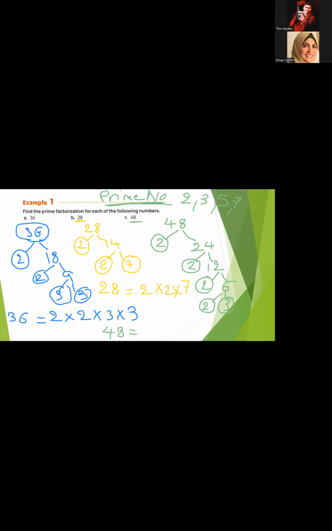Who can tell me what we shall write now? We write 2 times 2 times 2 times 2 times 3. Very good. By this, we made our prime factorization for 36 into its prime factors. We made the factorization of 28 into its prime factors, and the factorization of 48 into its prime factors.